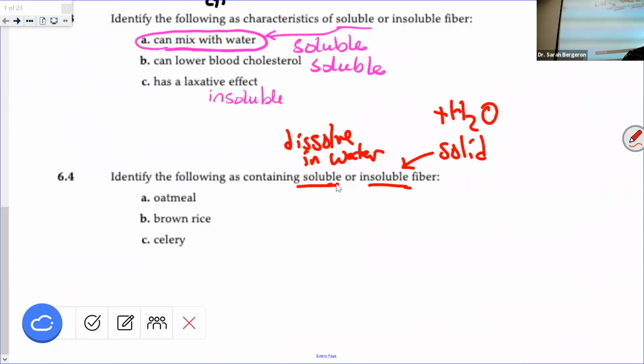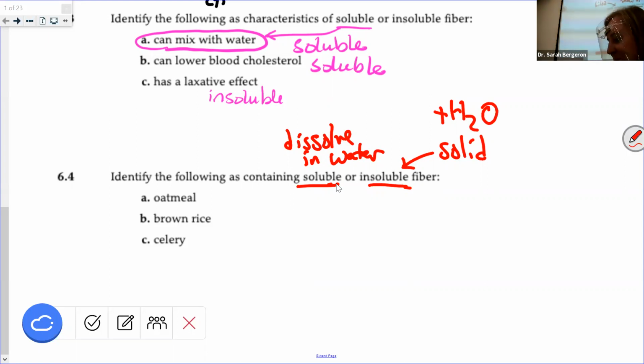Okay, so when we ask about this stuff, right, oatmeal, brown rice, celery, if I just stuck those things in water, would any of them dissolve? No, they're not going to dissolve. But I'm asking you specifically about the fiber inside of those food substances. So it's not the only thing that's in them. So you just got to kind of be careful about that. So this is one of those things you're just going to have to study the notes on.